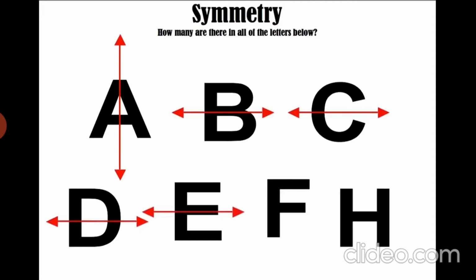What about D and E? They also have a horizontal line of symmetry. What about F? F doesn't have any line of symmetry. What about H? How many lines of symmetry does H have? Think and tell me. It has a horizontal and also a vertical line of symmetry, right? So we can conclude some shapes have symmetry and some don't. Shapes without symmetry are known as asymmetrical, and if a shape has symmetry, it is known as a symmetrical shape. Okay.